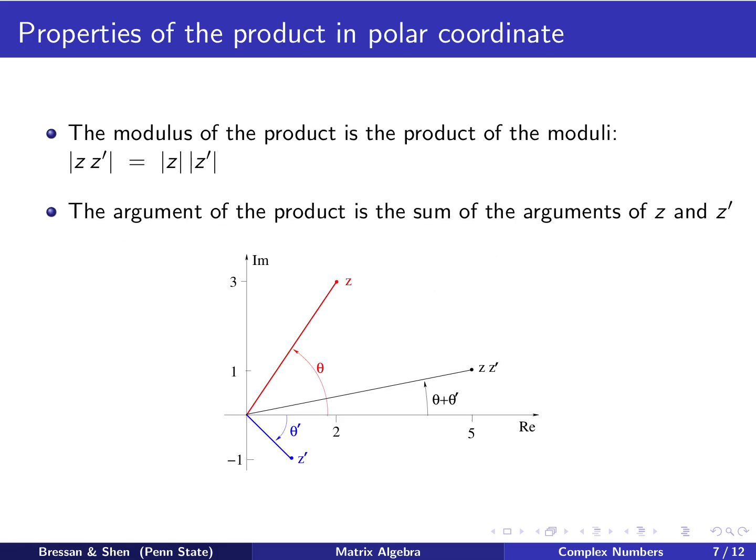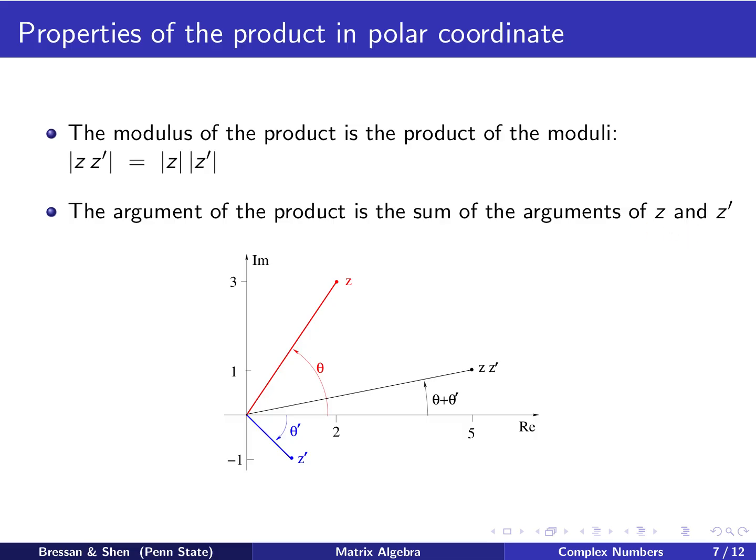And the product of the two numbers viewed in polar coordinates is very interesting. We have that the modulus of the product is exactly the product of the moduli. So meaning that the modulus of z times z prime would equal the modulus of z times the modulus of z prime. Furthermore, the argument of the product is actually the sum of the arguments of z and z prime.